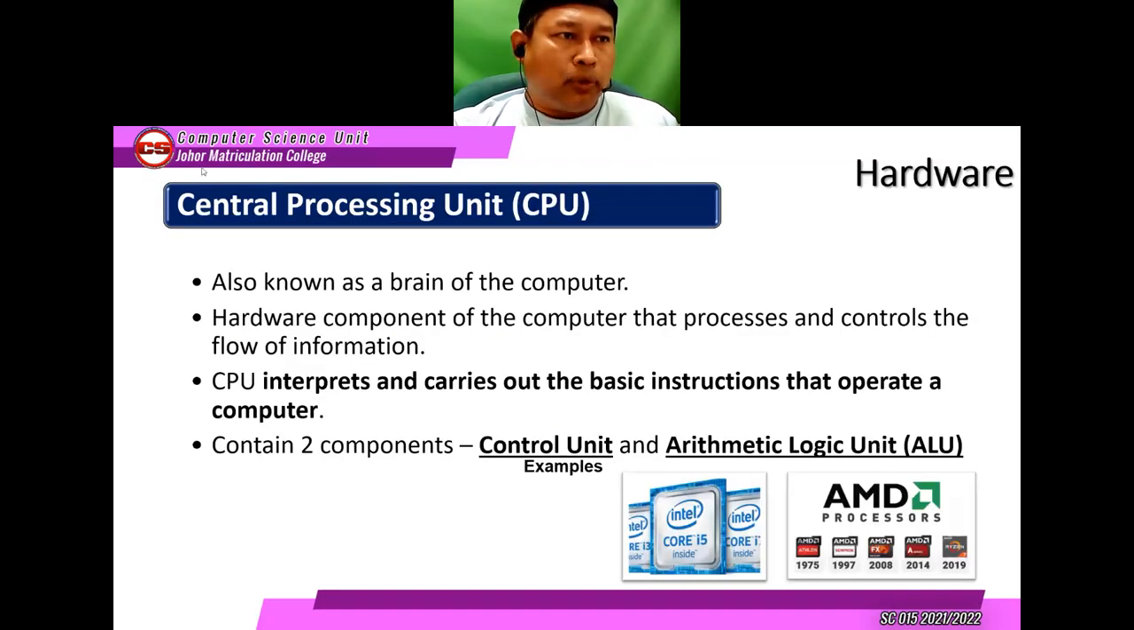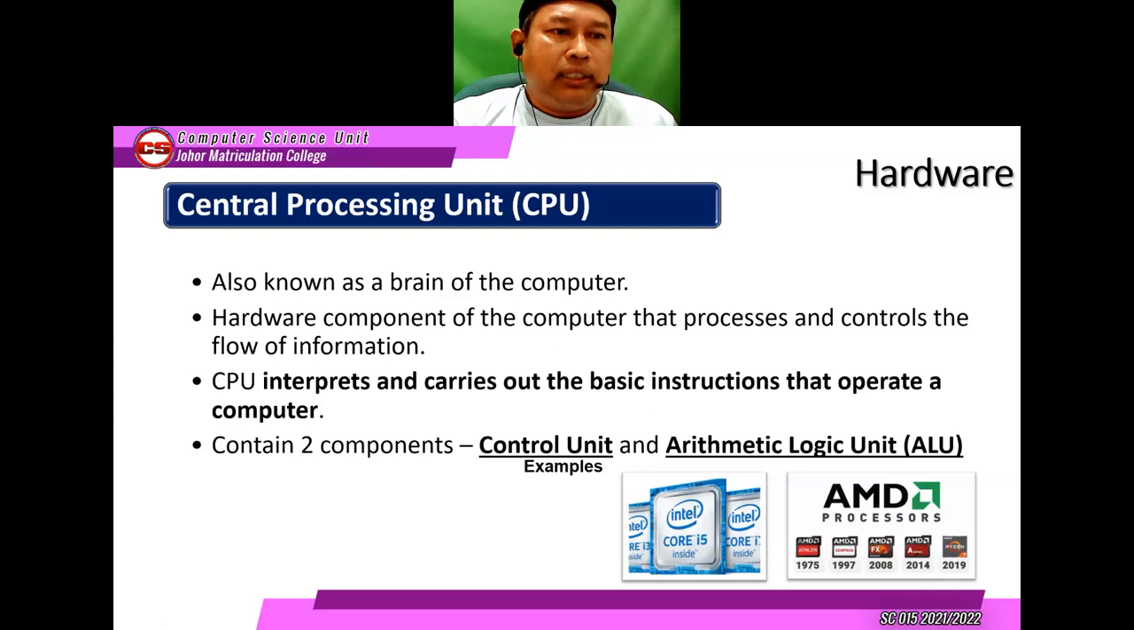So, what is a processing unit? Processing unit means allowed to process any data or get the data from user. So, processing unit means the brain of computers. Maknanya komputer ini ada otak. Kalau komputer tak ada otak, maka ia tidak boleh berfungsi dengan baik, tidak boleh proses dengan baik.